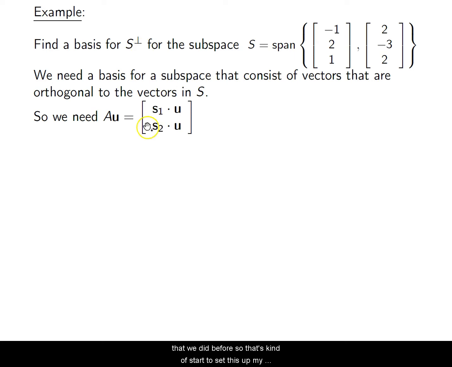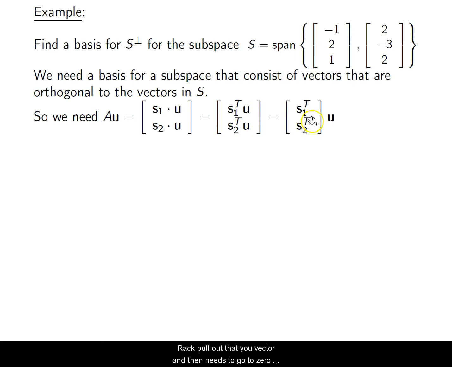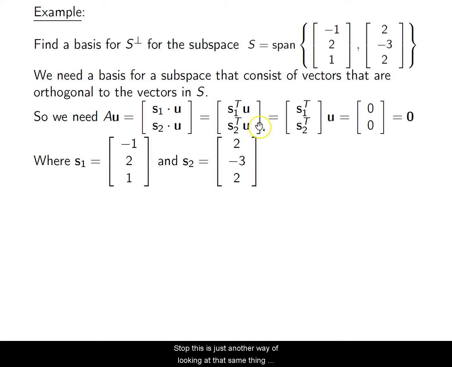So let's start to set this up. My matrix consists of these vectors, S1 dot product U, S2 dot product of U, right? So what does that look like? That's the transpose of S1 times U, transpose of S2 times U. Or I can pull out that U vector, and that needs to go to 0 and give me the 0 vector. This is just another way of looking at the same thing now that we have this idea of dot products. S1 and S2 are these vectors that I have here. That's what's making that A.